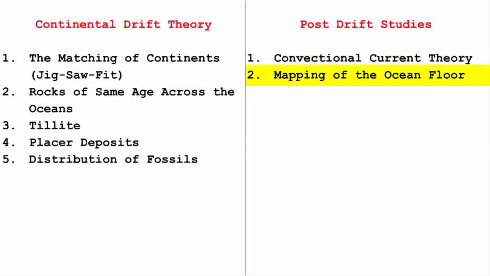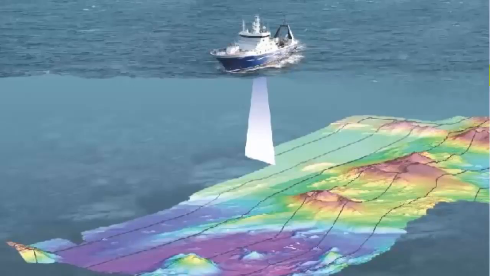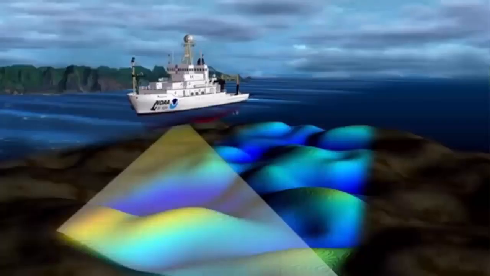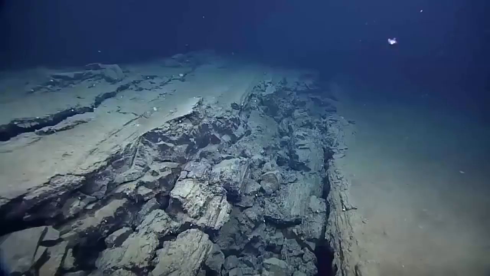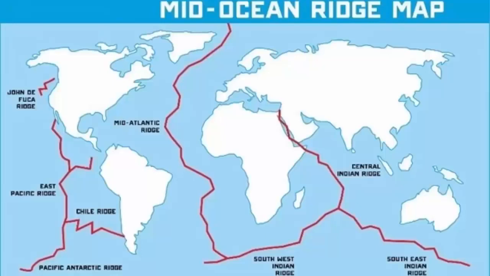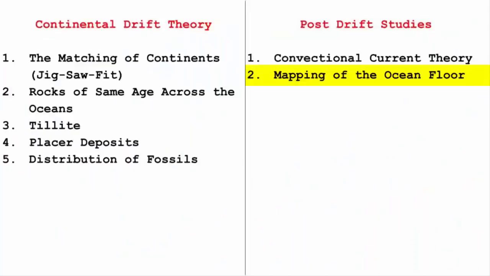And the second point in post-drift theory is the mapping of ocean floor. When the ocean floor was being mapped, scientists saw that the ocean bed is not a flat piece of land. It has similar terrain, uneven surface, just like we have on land. This was an astonishing finding. And then they also went on to find mid-oceanic ridges on the ocean bed, which are these long ranges of mountains that were formed due to the rocks that came out of the mantle in the form of magma.